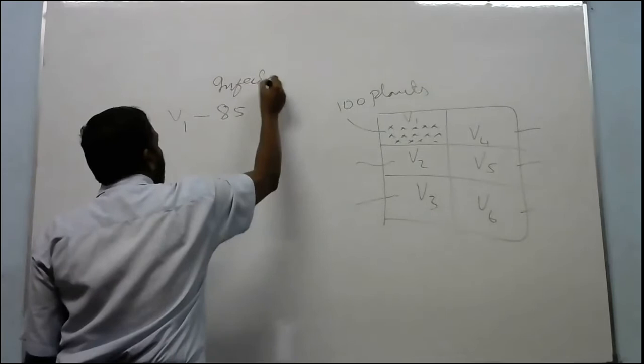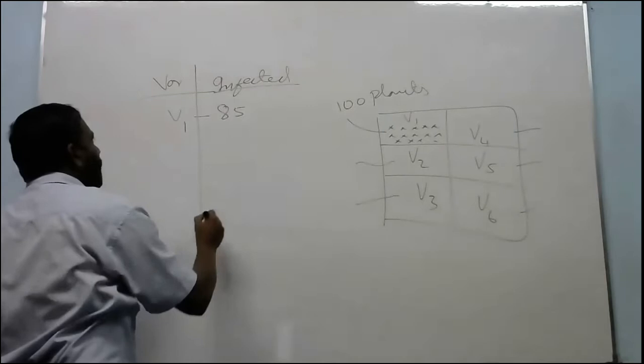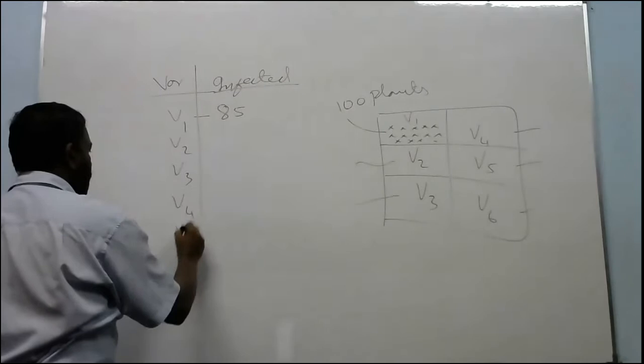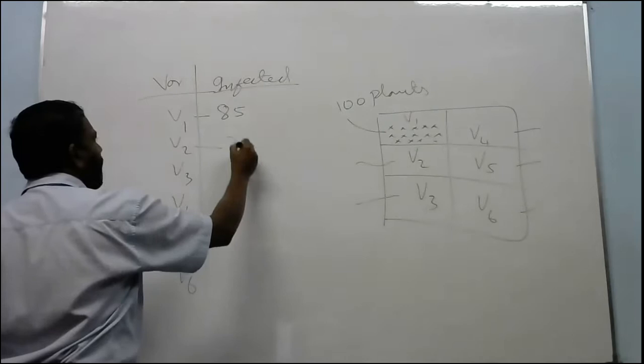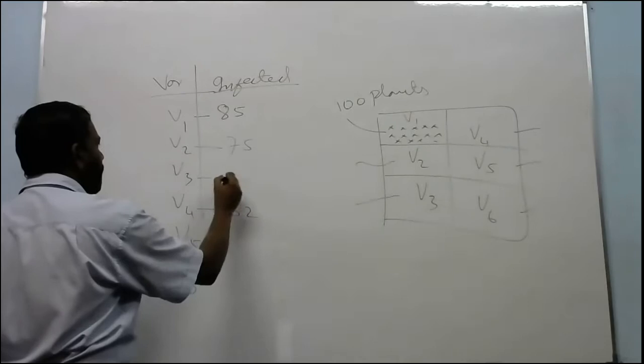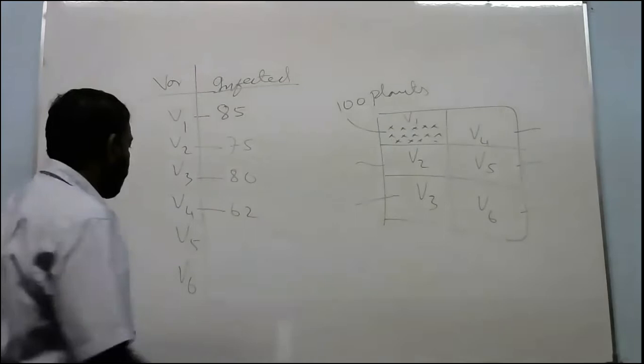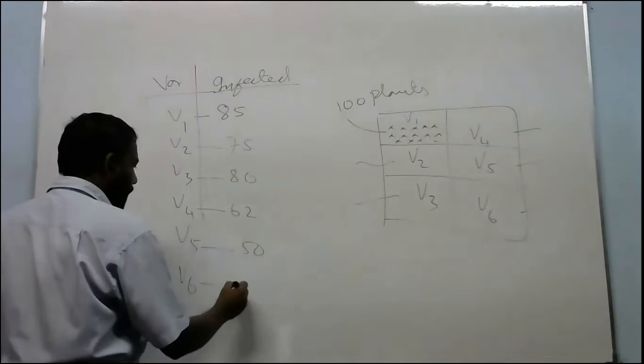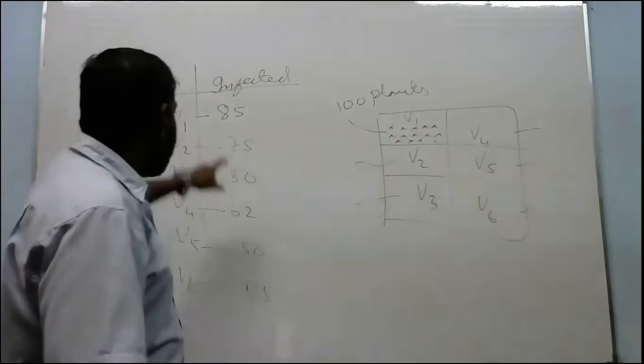Infected number of plants. This is variety, right? V2, V3, V4, V5, and V6. So this is 75 plants infected here, 62 plants infected, 80 plants infected. Now, here 50 plants infected, here 55 plants infected. These are the number of plants infected.